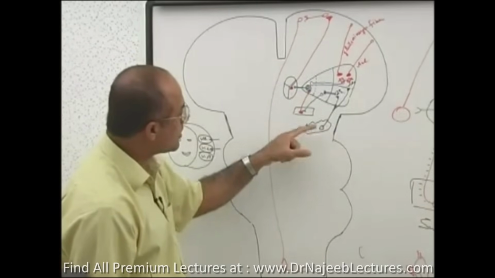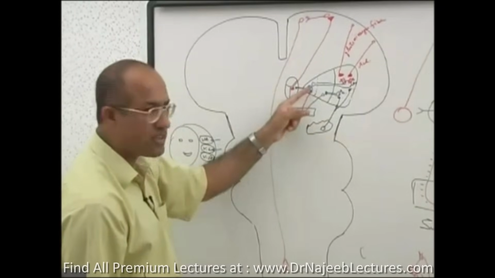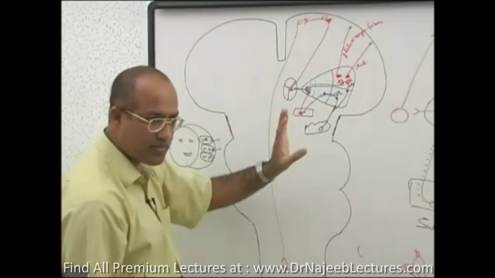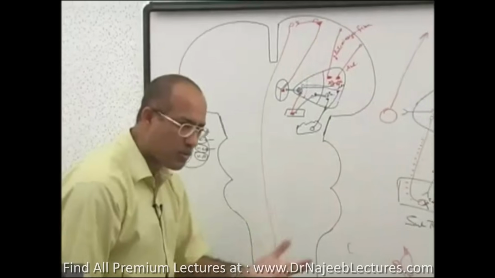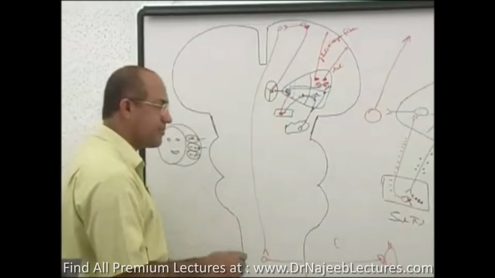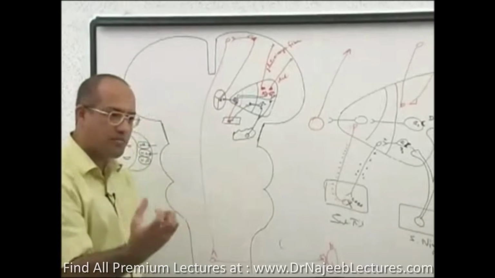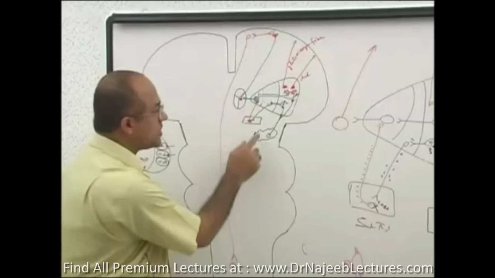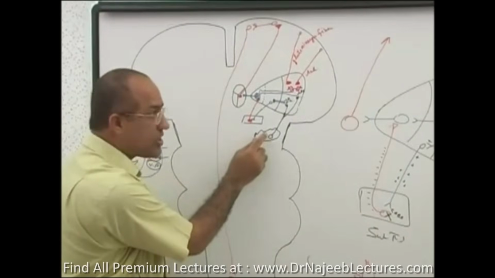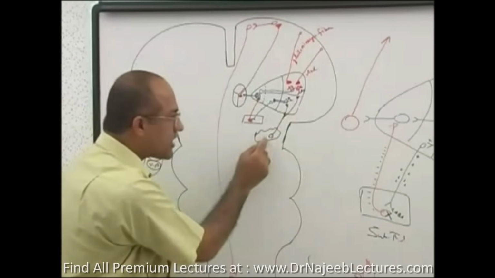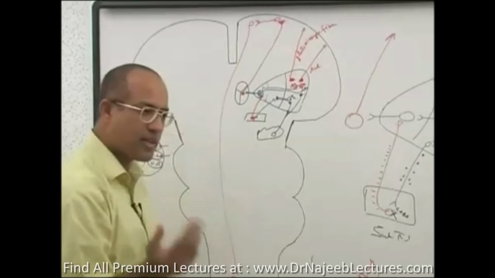Inhibition can occur through the direct pathway or through the indirect pathway. Is that right? We will revise it and you will guide me. First of all, substantia nigra has an area called pars compacta. It has neurons which project from substantia nigra to striatum. This pathway is called the nigrostriatal pathway.